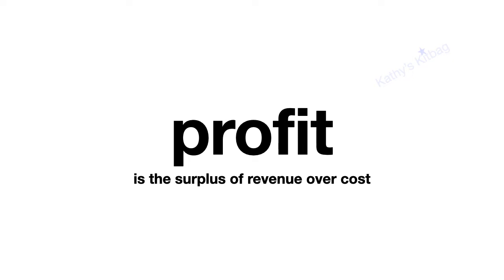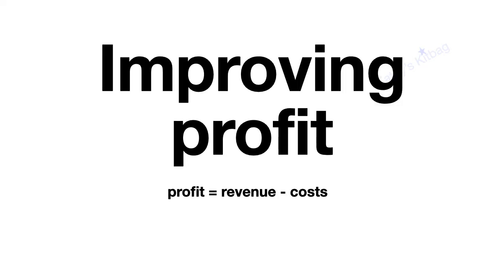Firstly, profit. So we know the definition of profit is the surplus of revenue over cost. And what this means is our formula is that profit is simply revenue take away costs. And if we want to try and improve profit, that then means we've got two aspects to play with. We've got the revenue side of it and we've got the cost side of it. So improving profit, we want to try and increase revenues and or make our costs smaller.